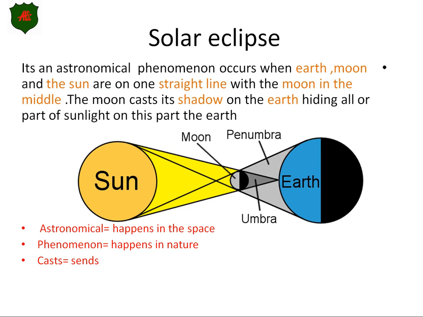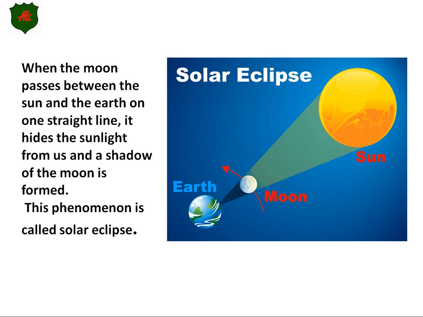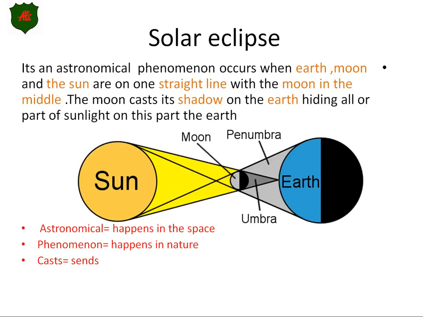Okay, so this astronomical phenomenon happens when the Earth, moon and the sun are formed on one straight line with the moon in the middle. The moon should be in the middle, as we saw in the previous picture. The moon is going to block the light of the sun, and it's going to cast its shadow on the Earth. The word cast means to produce or to send its shadow. So when it casts its shadow on the Earth, part or all of the sunlight on this part of the Earth is going to be blocked, or hidden.